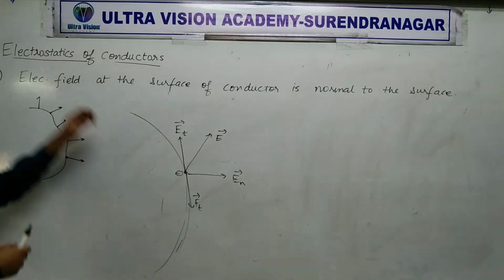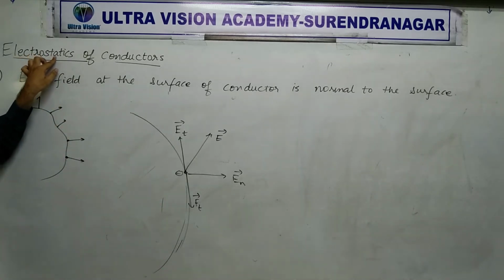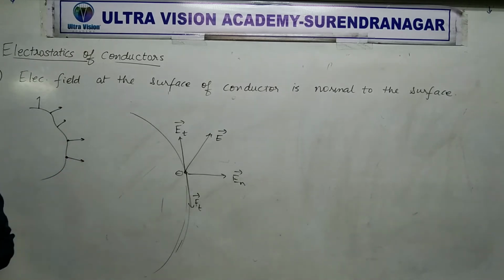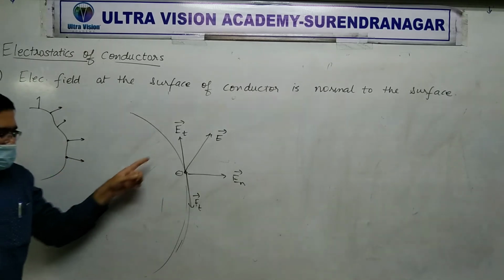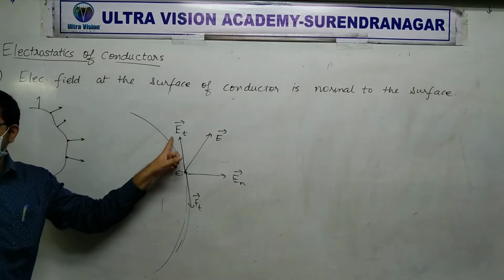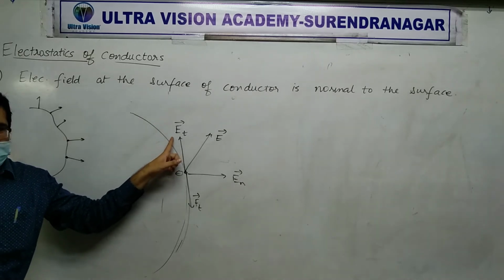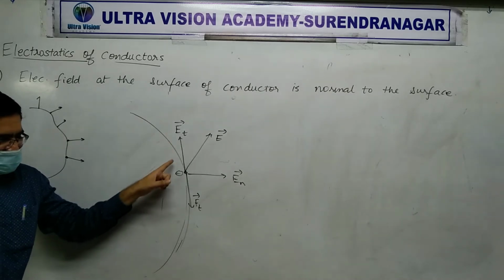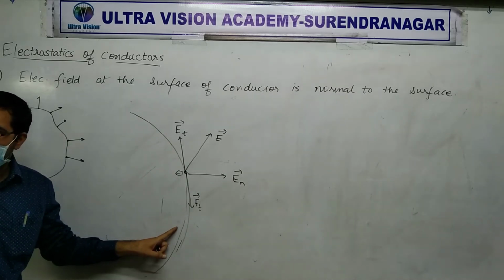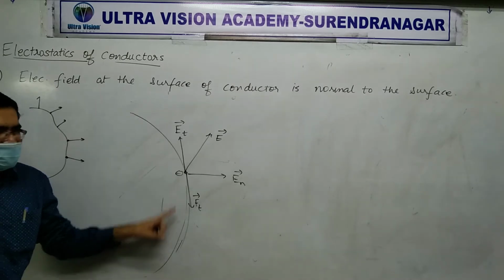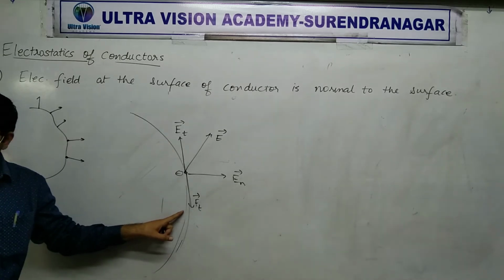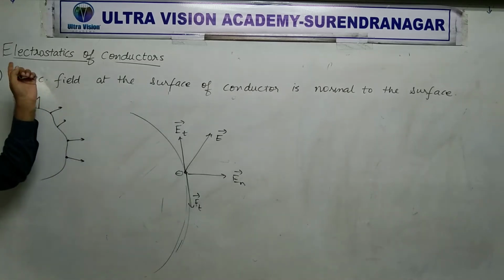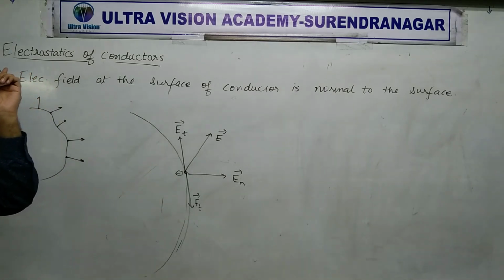But the first thing is that we are talking about electrostatics. So this definitely cannot be the case. So this won't be true. That is, E tangential will not really be there. If it is there, as long as it is there, the charge will move like this. If the charge will move, then we are definitely not talking about electrostatics.